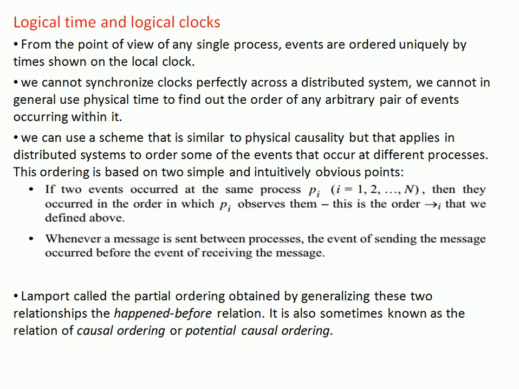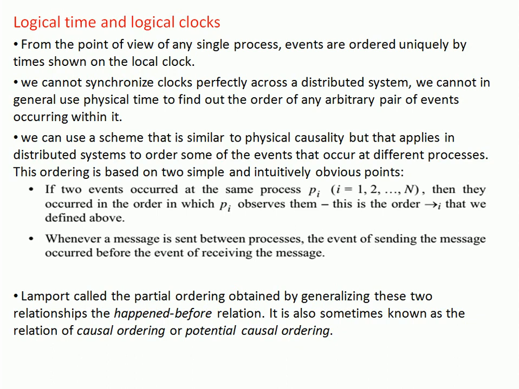The next point: whenever a message is sent between processes, the event of sending the message occurred before the event of receiving the message. Considering processes P1 and P2, from P1 you are sending a message to P2. Then the event E1 in P1 should occur before, or say first, and later E2 in P2. This holds when the message is sent from one computer to another, or between processes existing in a single computer.